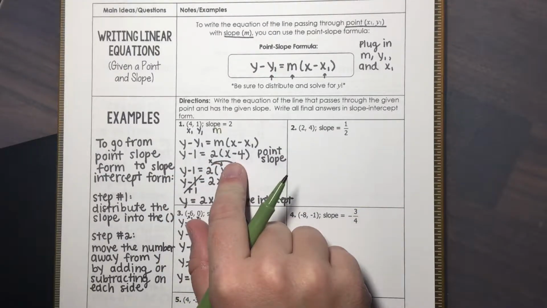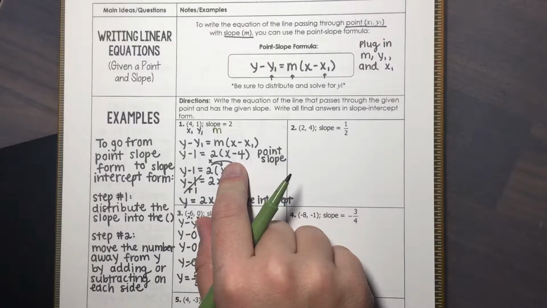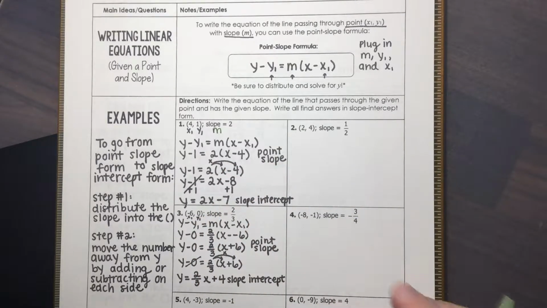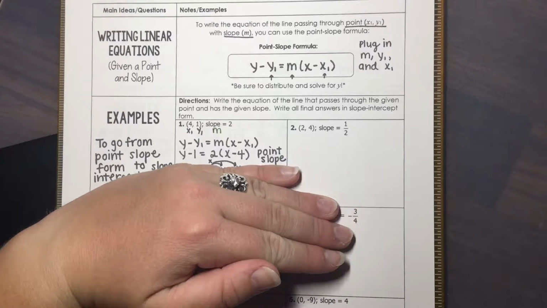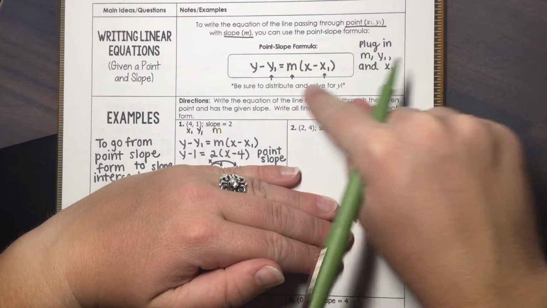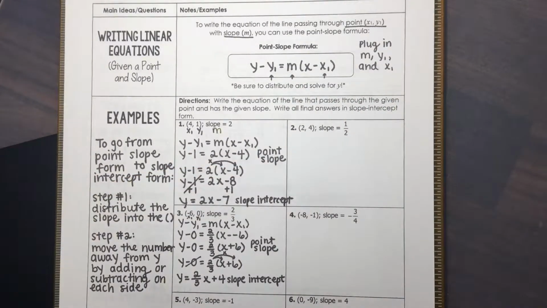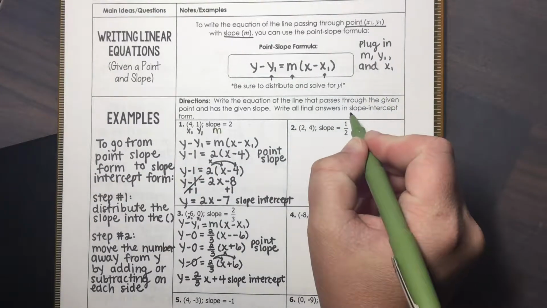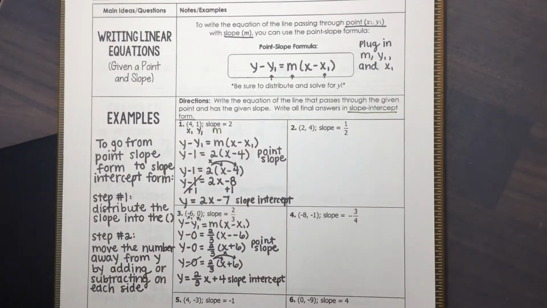So if on a test or a quiz it asks you for point slope form, that is all you have to do. You are now done. That would be point slope form, using this formula right there. But this worksheet is asking us for slope-intercept form, so we have a little bit more work to do.